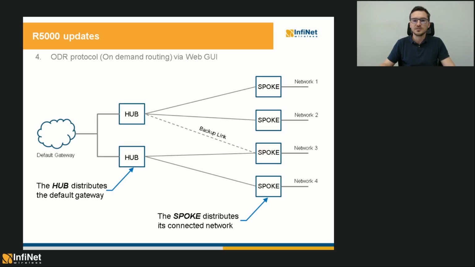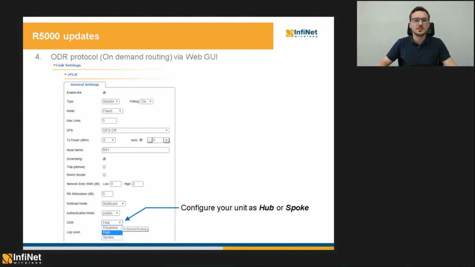In the picture, you have an example of such a simple point-to-multipoint network where each subscriber or spoke is connected to a base station or hub, which in its turn is connected to the default gateway. The configuration of ODR is extremely simple. You just have to go to link settings on each Infinet device in your network and set it as hub or spoke, as you can see in this slide.